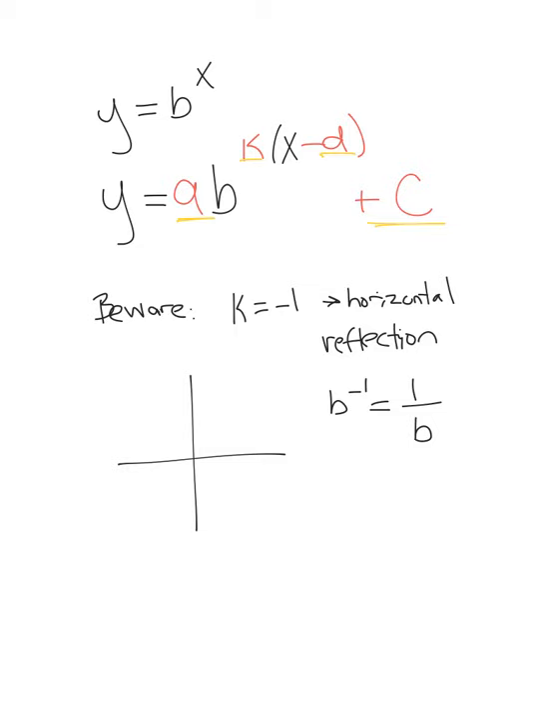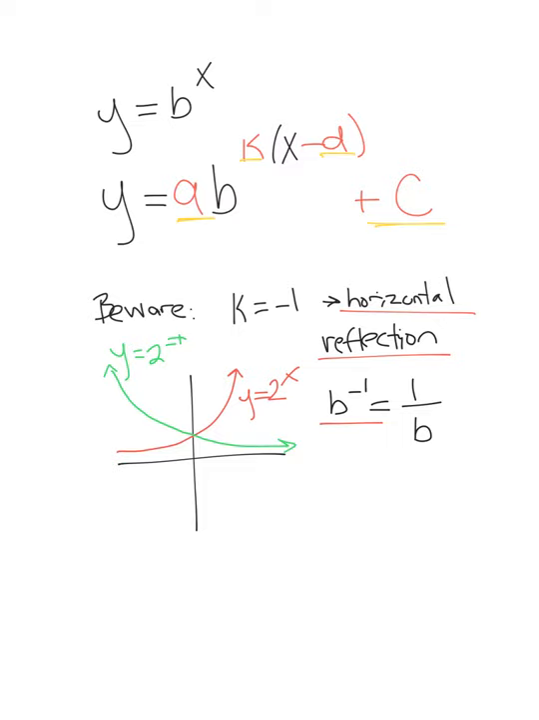I did quickly want to go through one thing. So just to quickly remind you again, if we have a k of -1, we know that that means that we are having a horizontal reflection. Now we know because of our exponent laws that b to the power of -1 is the exact same as writing 1 over b. Now if I go ahead here and I draw the graph of y equals 2 to the x, then we know that this is the graph of y equals 2 to the -x.